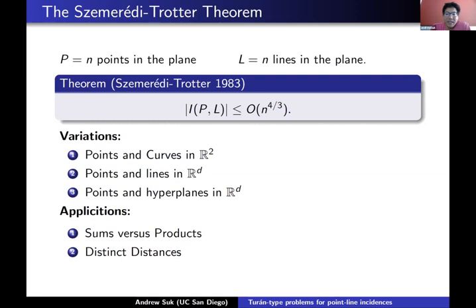Of course, the plane lies in higher dimensions, but you can ask, suppose you have a bunch of points and lines in R3, such that not too many lines lie on a common plane. Then how many incidences could you possibly have? And of course, people are interested in bounding the number of incidences between points and hyperplanes in higher dimensions under certain conditions. But in this talk, I'll just be focusing on points and lines in the plane.